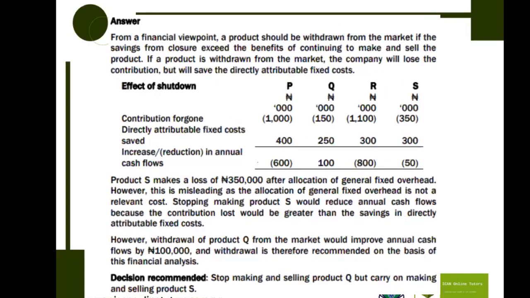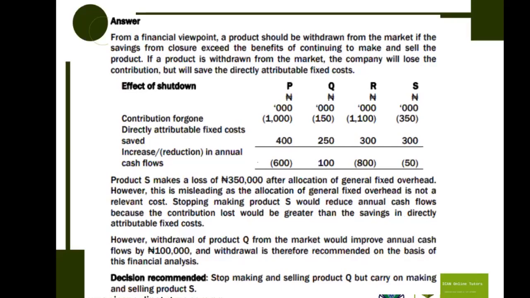Naturally, from a financial viewpoint, a product should be withdrawn from the market if the savings exceed the benefits. The savings that we will make from closing it will exceed the benefits of continuing to make and sell the product. So if a product is withdrawn from the market, the company will lose contribution but will save directly attributable fixed costs.